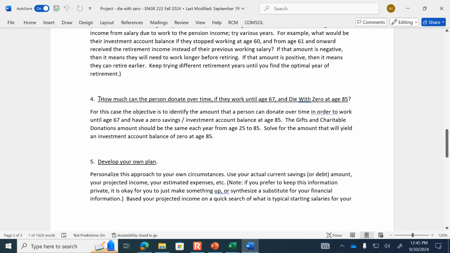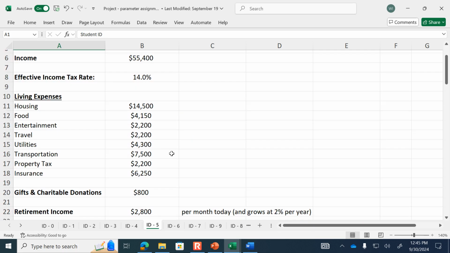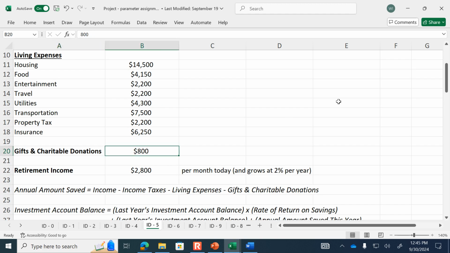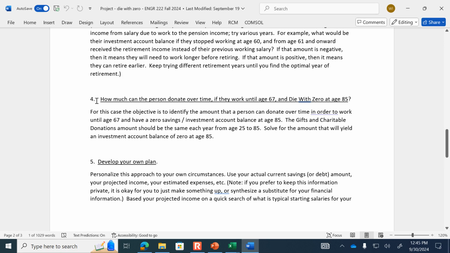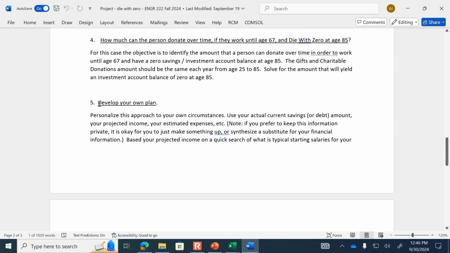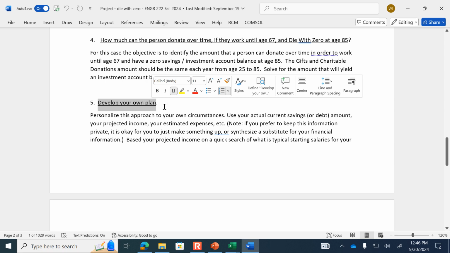Another way to reach zero assets by the end of the useful life is just to donate more money than the standard assumption. So in the spreadsheet, I'm saying, assume the person is giving away $800 a year. Well, what I'm asking you in this scenario is just increase that until they have maximized the amount of money they could give away and then have zero assets at age 85. And then step 5 is where you personalize it to your own circumstances.